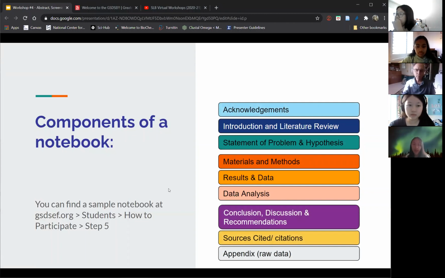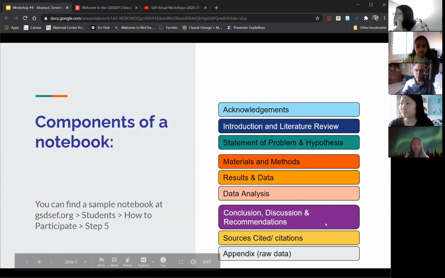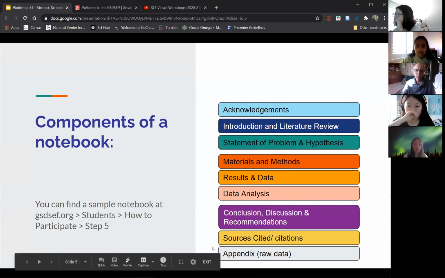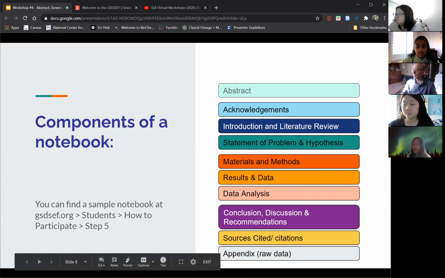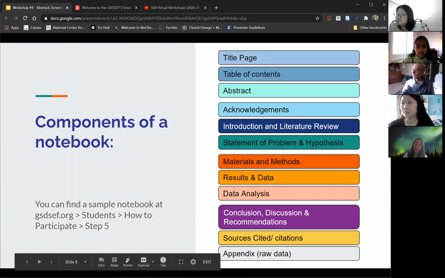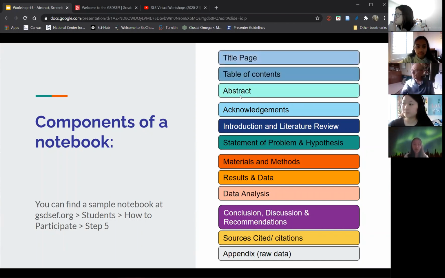So after you have that, the next things you should be working on are the conclusion, recommendations, acknowledgements, citations, and appendix. So what goes into the acknowledgements? You would want to thank any teachers or others that have assisted you in the project in the acknowledgements, somewhere near the beginning, as well as all your raw data in the appendix. The last thing you should do is write your abstract, which is a 1-paragraph summary of your entire project, and then adding a table of contents and title page in the front.